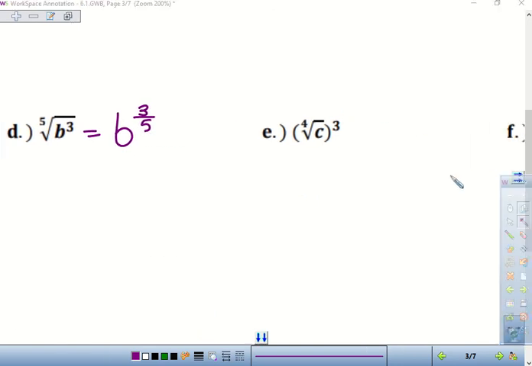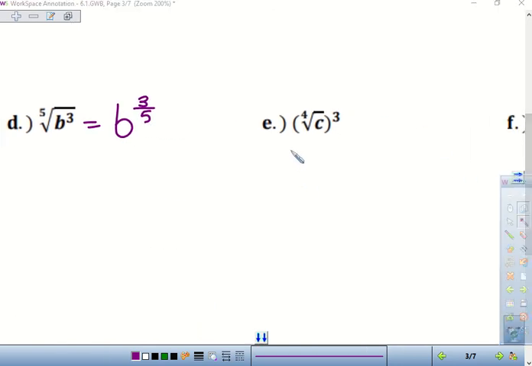This one here is like a two-step problem. We're going to convert what's inside the parentheses first. So that's going to be c to the 1/4 power. Okay, the 1 over the 4. And then the power to power rule says you multiply the powers. So 1/4 times 3 is just 3/4.